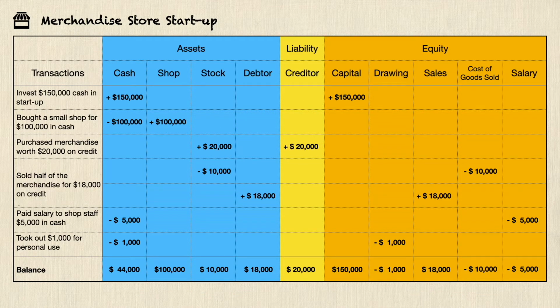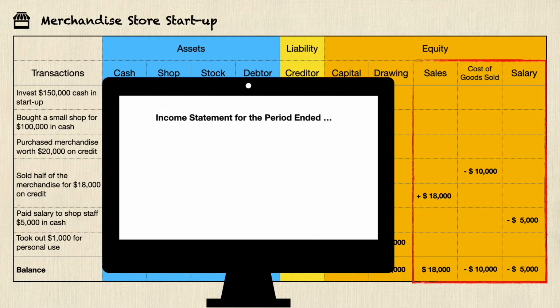Let's now look at the preparation of the two primary reports called financial statements. First, we start with a report on the financial performance of the business, which focuses on the revenues and expenses and the resulting profits or losses that are generated over a period of time, normally for a year. This report is called the income statement or the profit and loss statement.